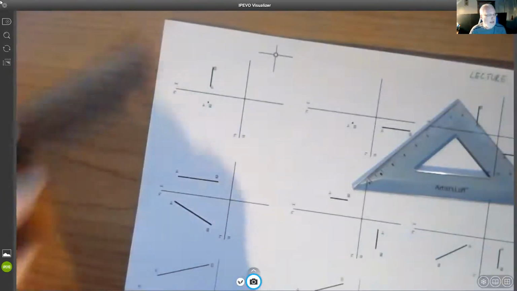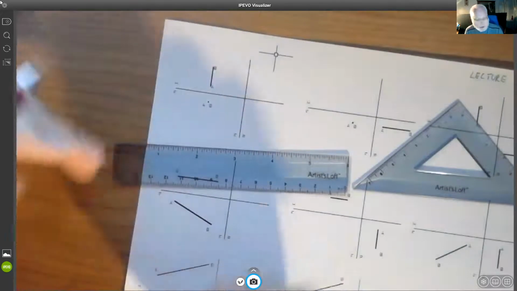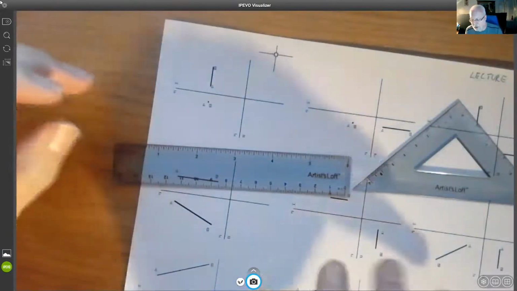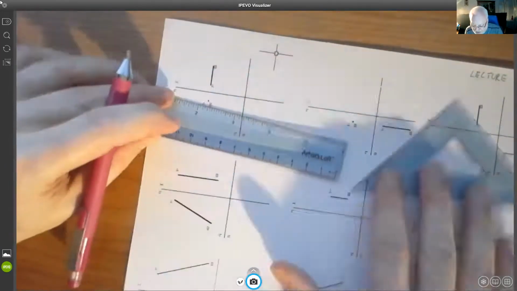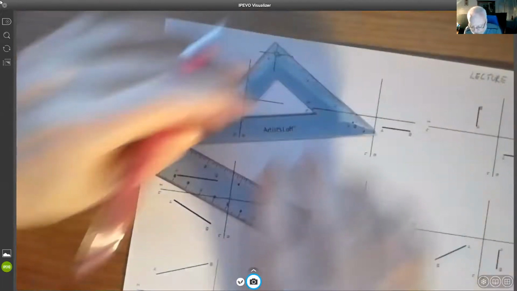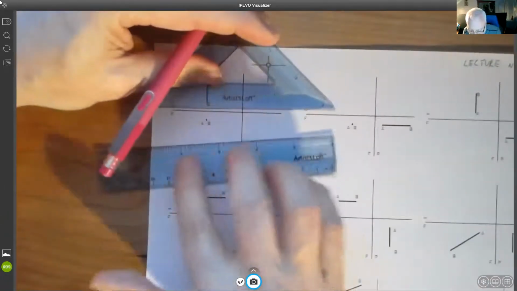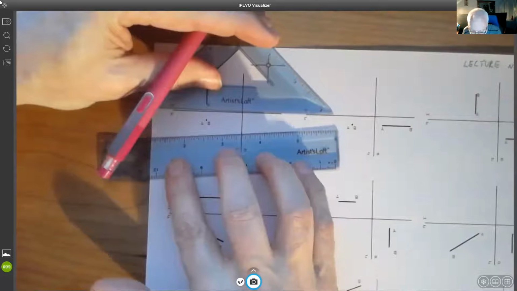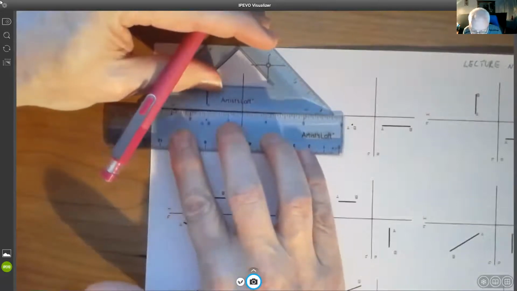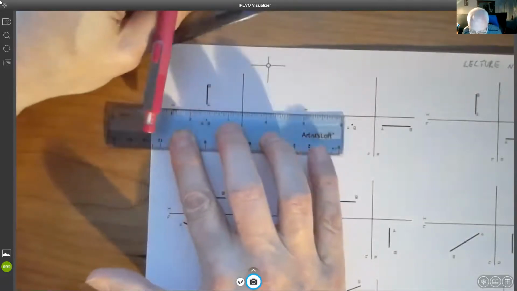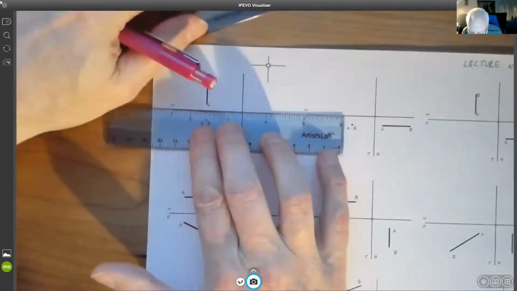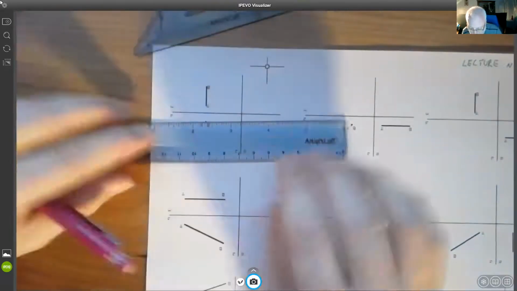So let's do this guy. And here, you can take these down to a drawing board or whatever you want. What I'm going to do here is I'm going to just do these things. I call them kind of, I think of them as neat.